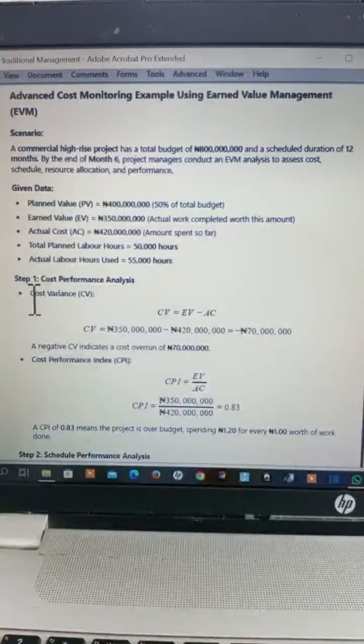EV divided by AC. The other one was EV minus AC, so for you to know the variance. But this time around, it is EV divided by AC. Is somebody getting me? If you are getting me, go ahead and drop a comment that you're getting what I'm telling you. If you do not, let's get back so that you have a clear understanding. But I want to believe that it is explicit and you can always come back here. It's straight arithmetic, but I want you to understand the factors that are involved.